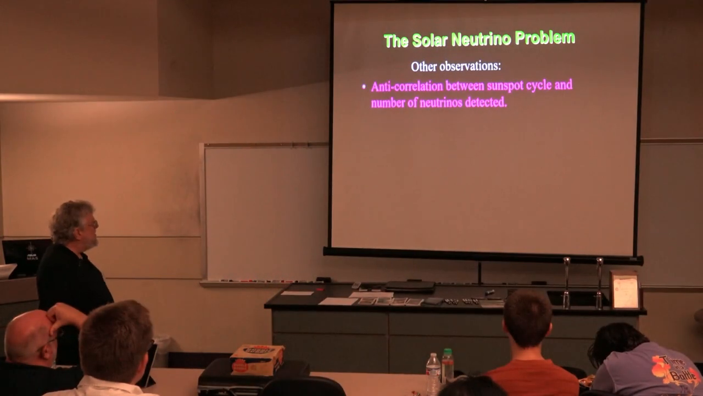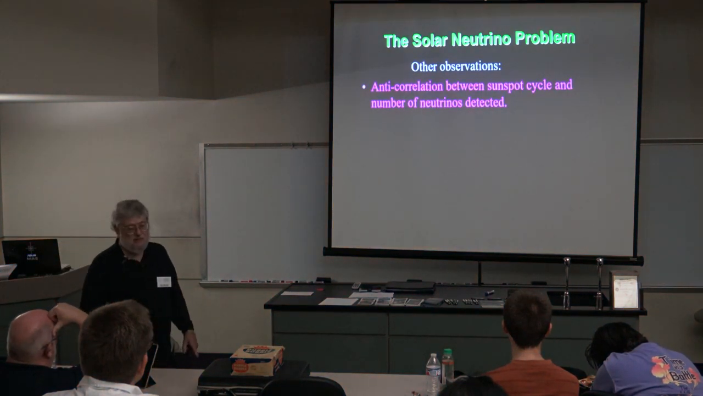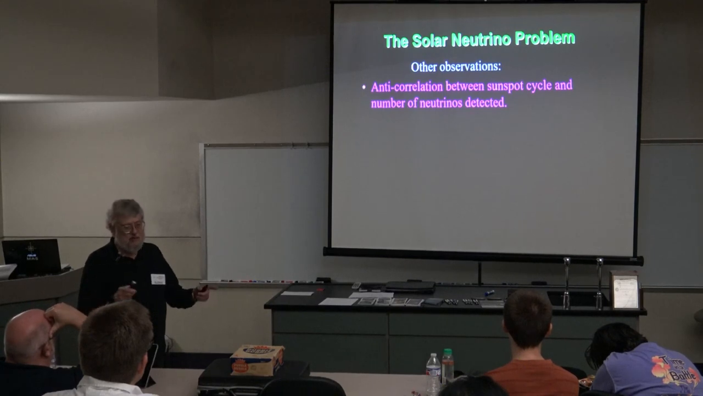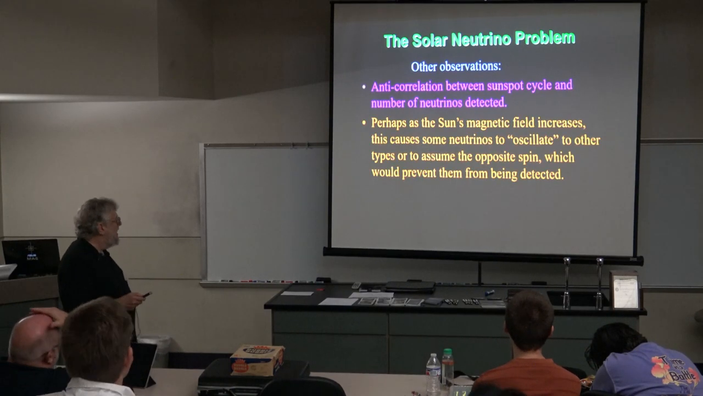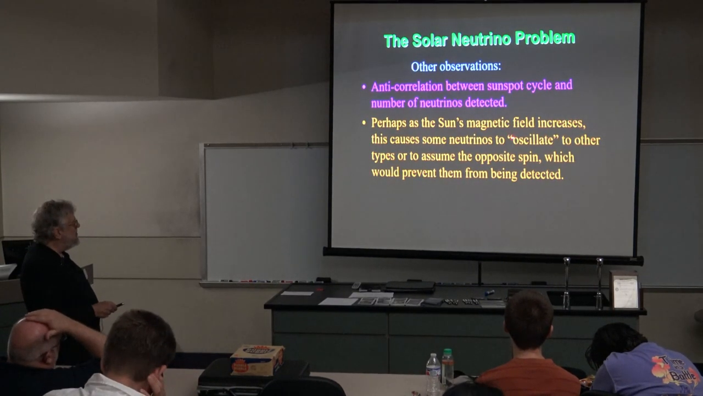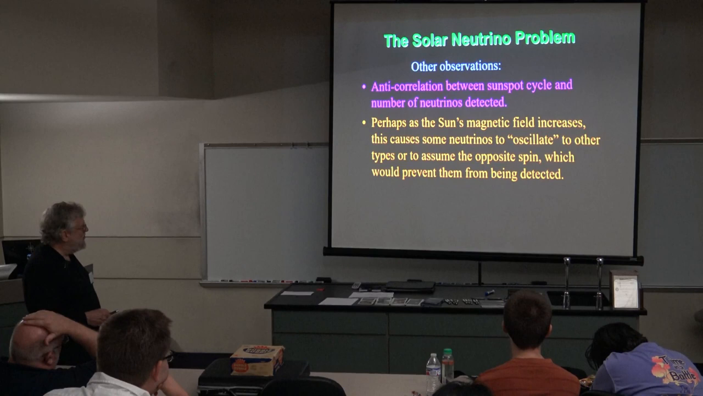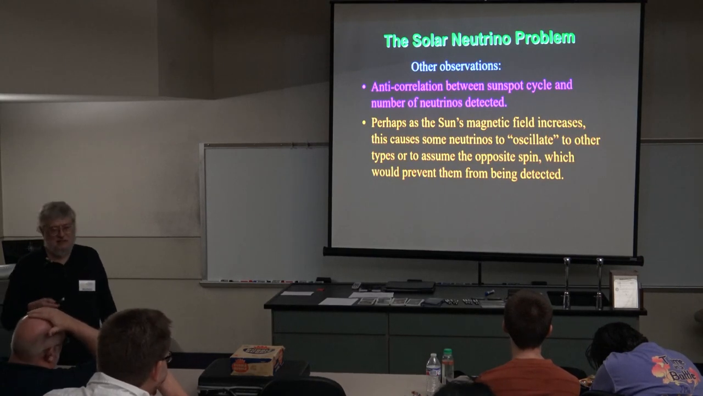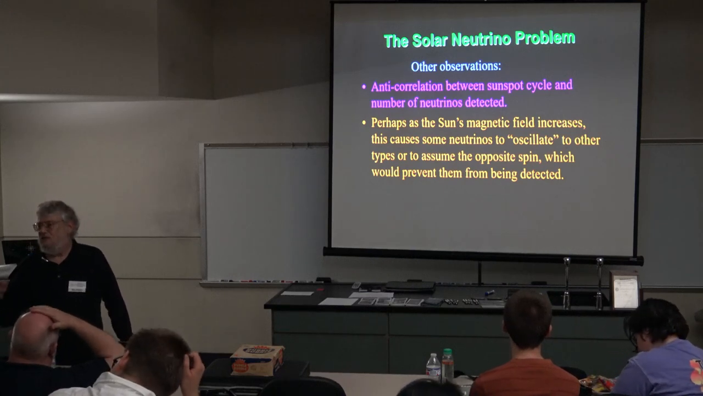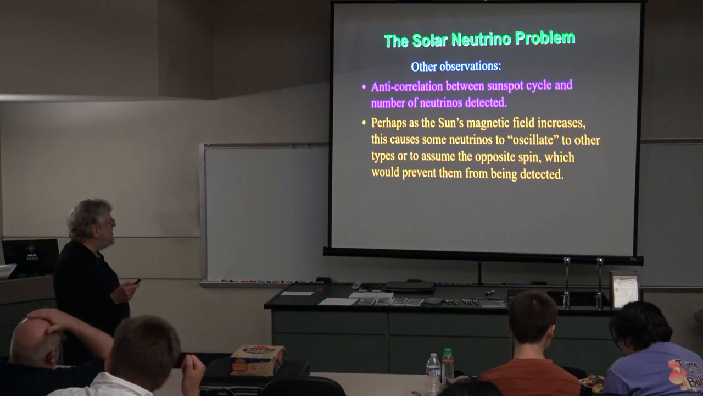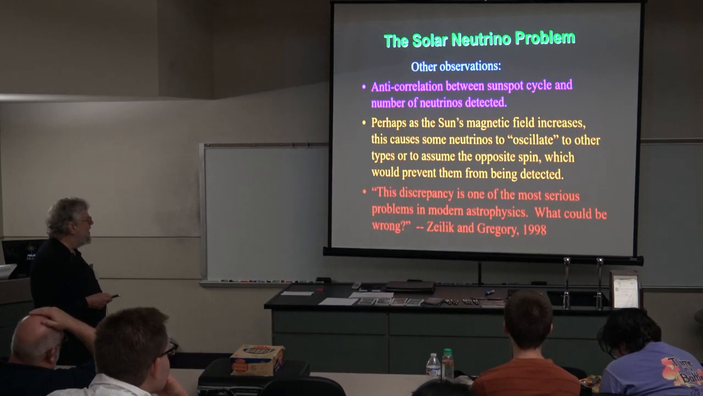Okay, other observations. The anti-correlation between the sunspot cycle and the number of neutrinos. In a long cycle, you get fewer neutrinos per day. In a shorter cycle, you get more neutrinos produced. So maybe as the sun's magnetic field increases, it causes some neutrinos to oscillate to other types, which would, you know, if the detector only detects electron neutrinos, even though that's the only thing produced in the sun, if some of them oscillated to a different form, then they wouldn't be detected. And they were starting to get on to the truth when they started thinking along these lines.